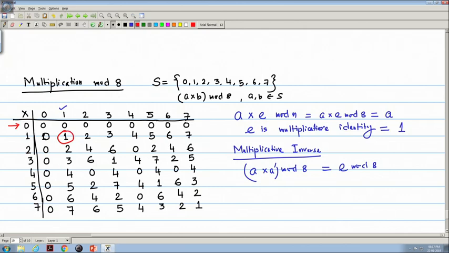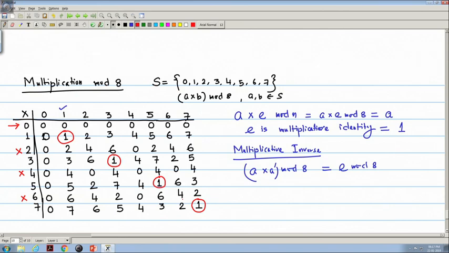For 2 we are not getting any identity. For 3 we are getting identity 1, but for 4 we are not getting. For 5 we are getting one identity. For 6 we are not getting. For 7 we are getting identity.